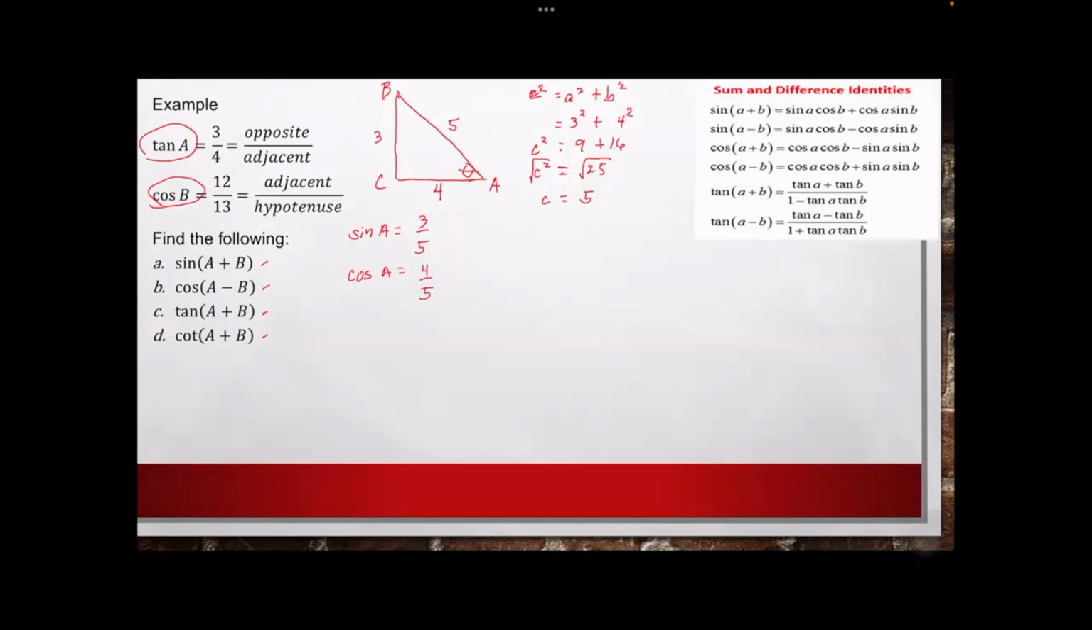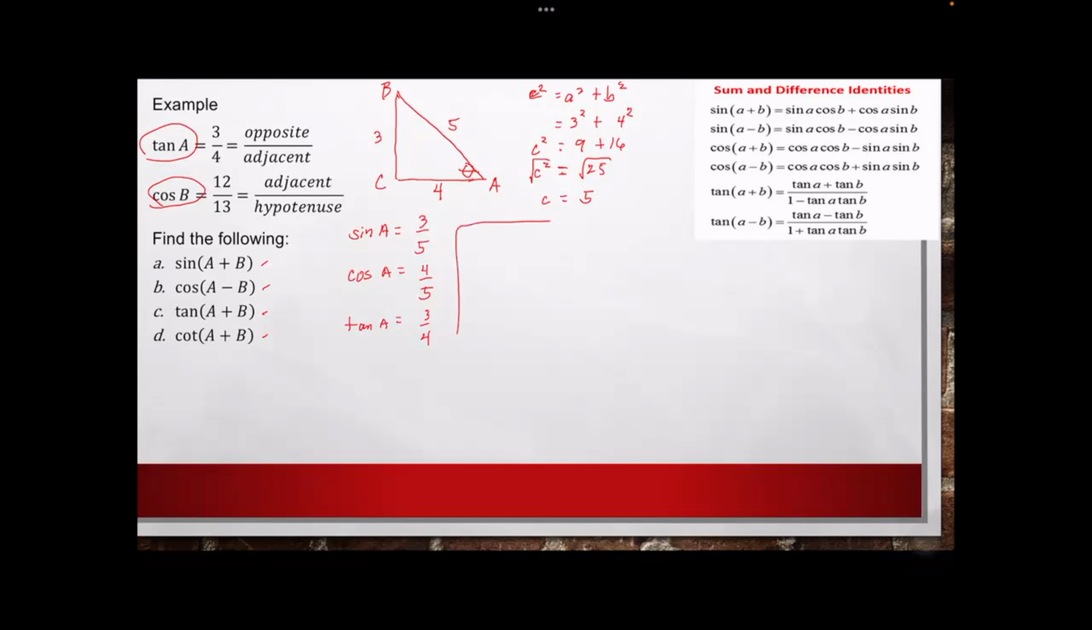Kompleto na yung ating tan A, which is equal to 3 over 4. Kompleto na yung barkada ng reference A. Meron tayong sine, cosine, and tangent. Next, let's solve for the reference B. Given natin is cosine B is equal to 12 over 13.